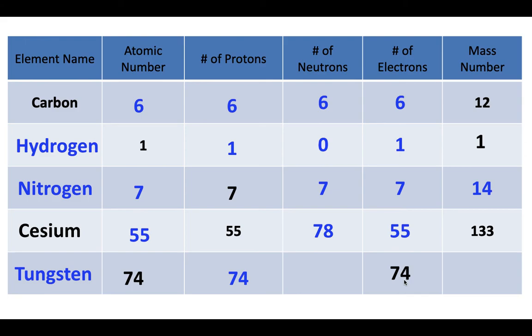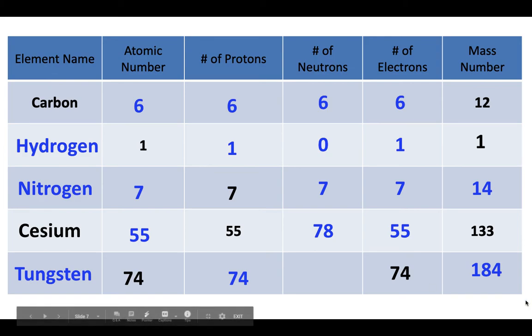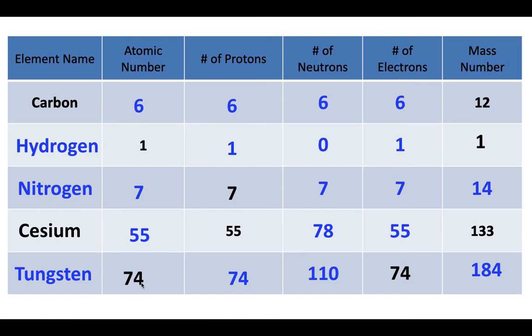Take a minute, look at the mass number. We see the mass number is 183.85. We can round that up to 184. Now, in order to get the neutrons, you can do the mass number minus the atomic number. So 184 minus 74, and you get 110.